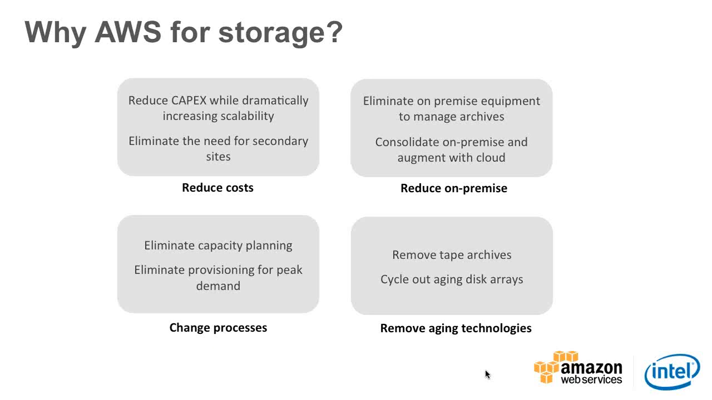And at last, you do not need to worry about all the heavy lifting when it comes to racking and stacking servers that suddenly become old and need to be replaced. You can remove all this aging technology. Amazon Web Services can take care of this for you. You consume the service. You do not need to worry about the underlying hardware. Think about removing your tape archives. You can use AWS Storage Gateway with your preferred backup applications to easily move or back up via the virtual tape library into Amazon S3 or Glacier. And you can cycle out all those aging disk arrays that you might have sitting within your data center.